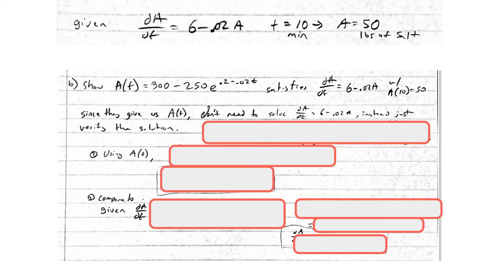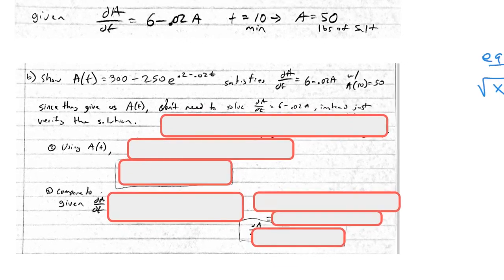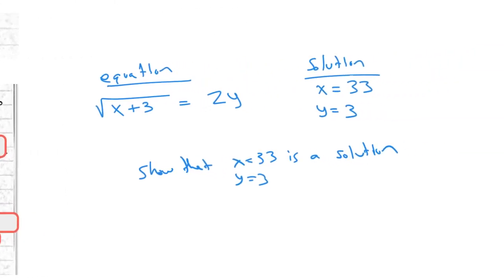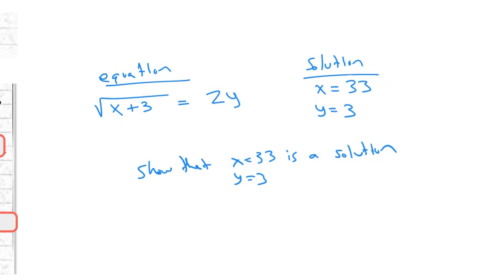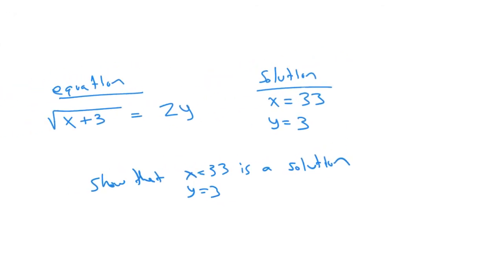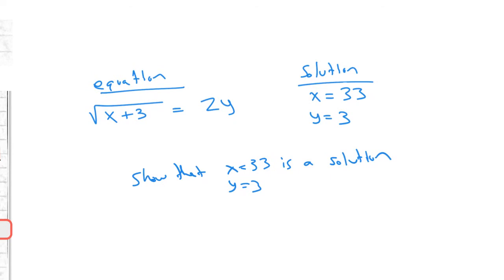So, to try to put this into context that maybe makes a little more sense, what if you were given this equation? Square root of x plus 3 equals 2y. And then I told you, here's a solution. x equals 33, y equals 3. Your job is to show that x equals 33, y equals 3 is a solution. So how would you show that?